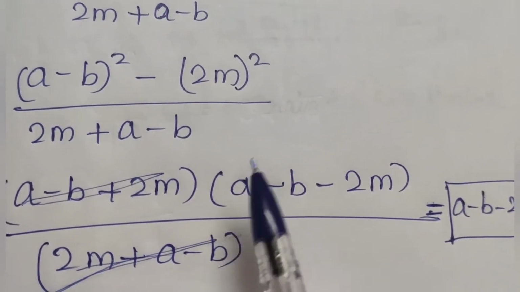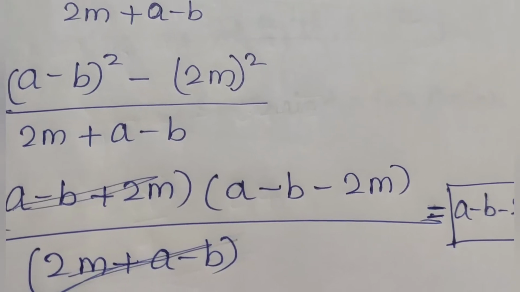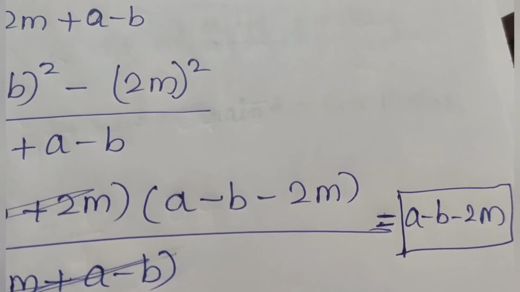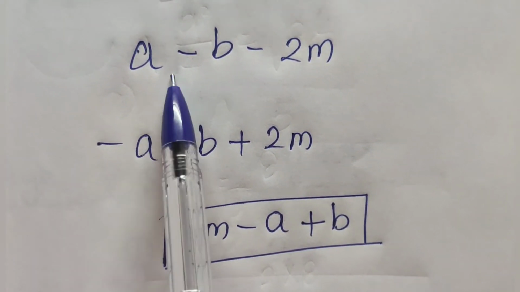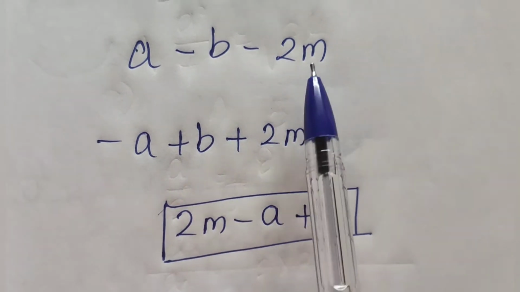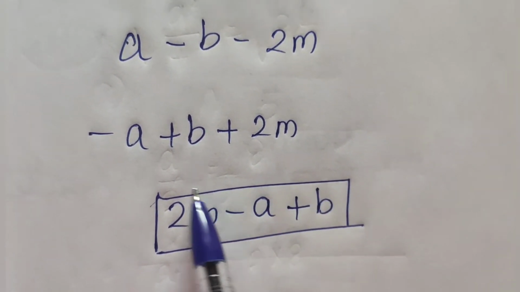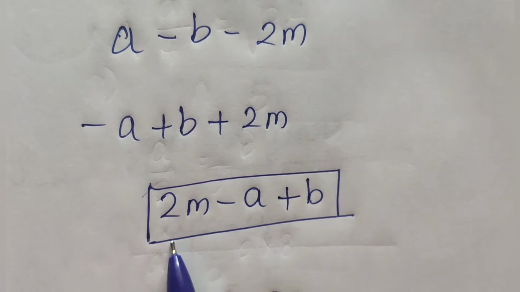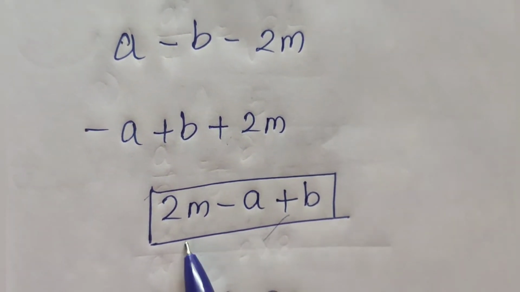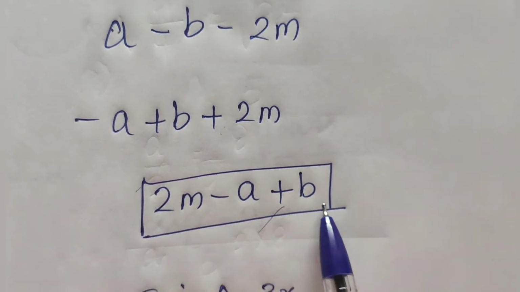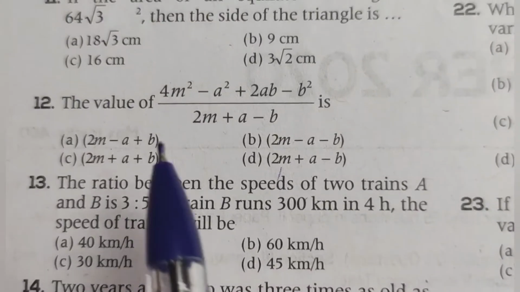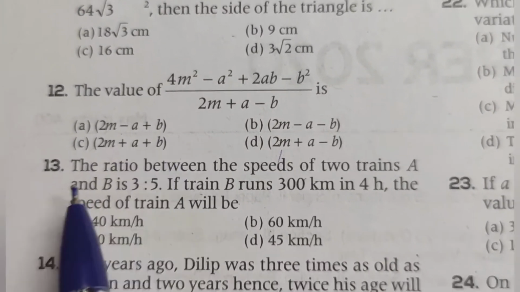But we started the sum by changing the signs. So for the final answer, we will change the signs and give. So in this answer, when I change the sign, plus a becomes minus a, minus b becomes plus b, minus 2m becomes plus 2m. So write in the standard form plus 2m, because a plus number we normally write first. Plus 2m minus a plus b, which is there in the option. 2m minus a plus b. Option A, 2m minus a plus b.